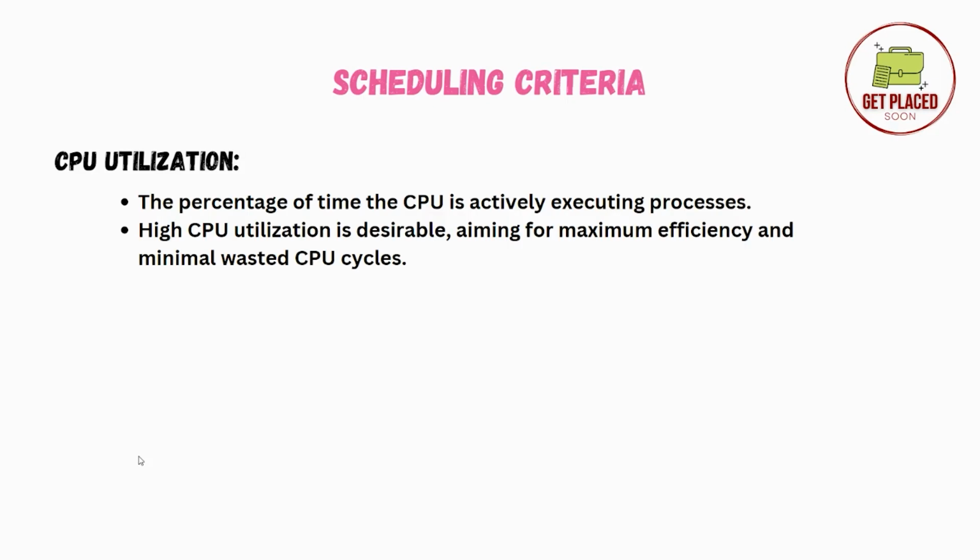So the first thing we have is CPU utilization. CPU utilization is the percentage of the time that the CPU is actively executing processes. Generally a high CPU utilization is desirable, and it is calculated in terms of percentage, and how much CPU is not working, how much time the CPU is idle. All these things are calculated in terms of CPU cycles, like zero CPU cycles is wasted. So basically CPU utilization is a percentage, like 90% of CPU is utilized. In these terms we use the factor CPU utilization.